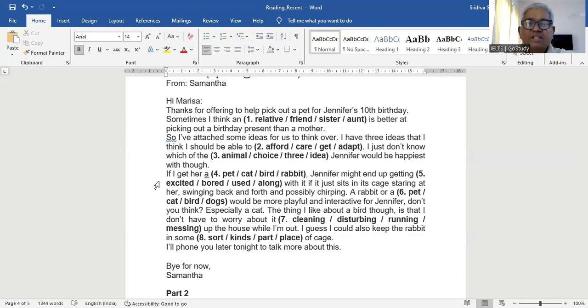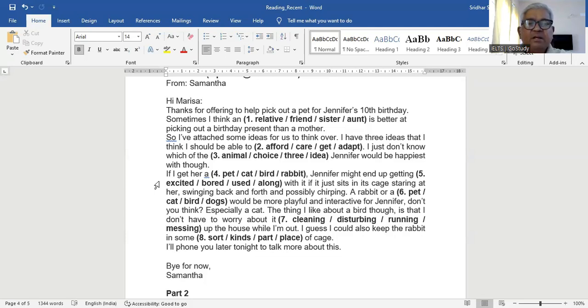So I just don't know which of the dash, either it is choice or idea. It cannot be idea because choice is, or it can also be three. Which of the three? Because it is rabbit, it is bird, and it is a cat. So three should be the right answer, I guess. So three, let's flag it up. Jennifer would be the happiest with though. So I think three is the right answer.